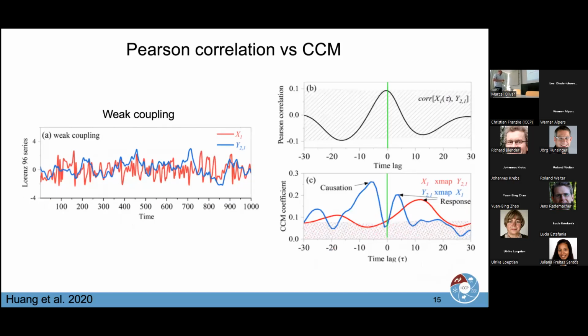Then we can do this for weak coupling between those two modes. The Pearson correlation coefficient is not significant any longer, but we can still see some indications for the CCM coefficients that they're statistically significant, but now we get a more complicated structure. We have here causation, but also negative and positive lags in both directions. So on one hand, you could say that in this model we have strong wave dynamics, that we have some wave in this mode, which then might also trigger the same mode response later on. That would be one possible interpretation.